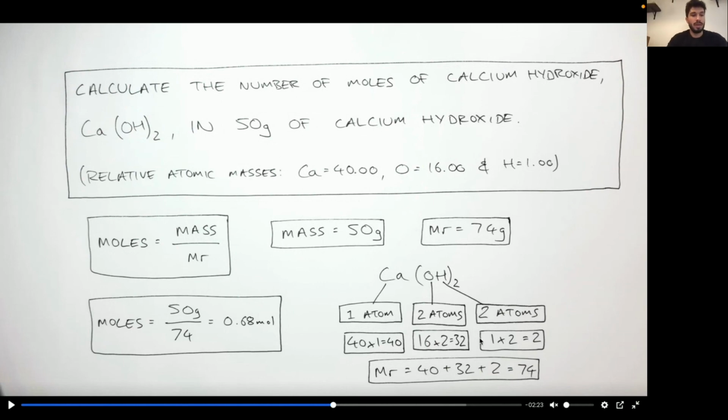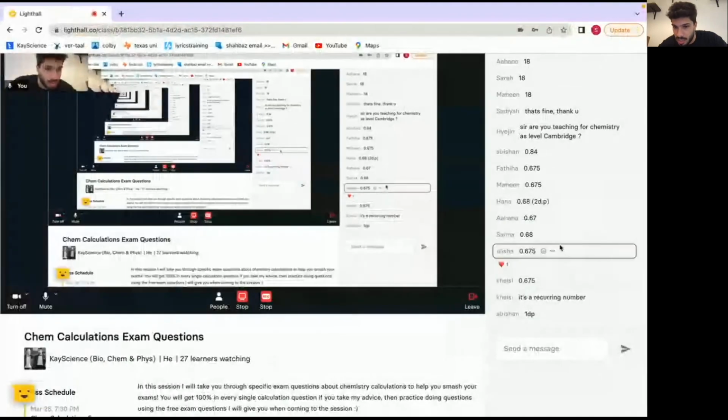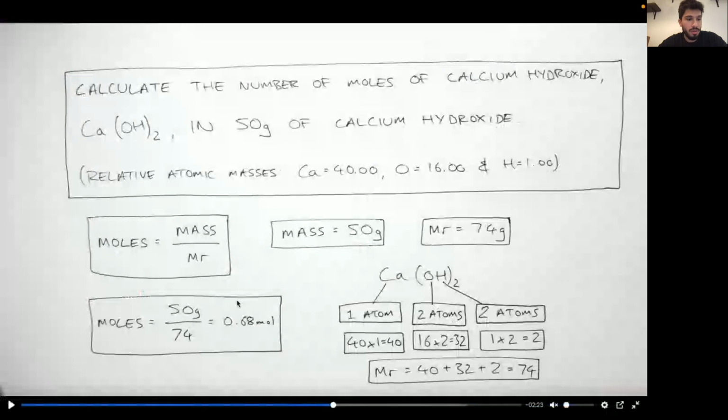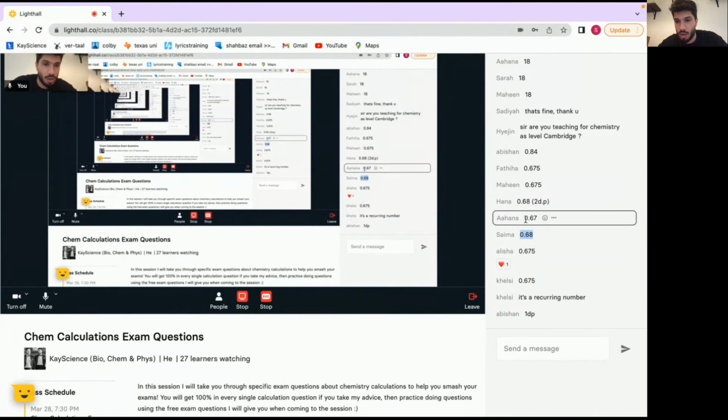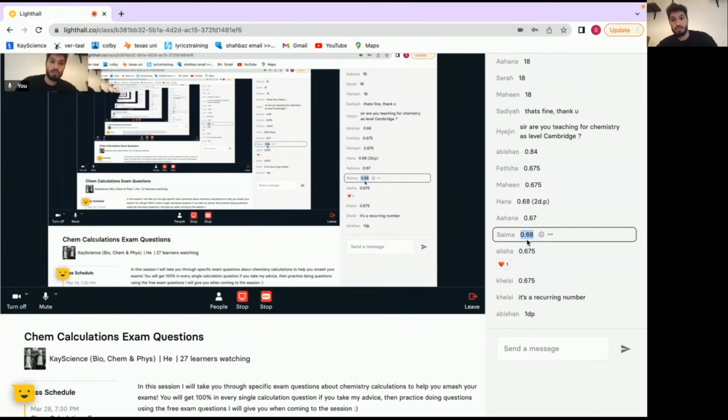Now, when I put this into my calculator, let me just double check. Let me just make sure that's 100% right. 50 divided by 74, 0.675. Okay. So if you're doing 3 significant figures, you need to be writing 0.675. Well done. That is correct. However, if you're doing 2 significant figures, or in this case, 2 decimal places, your answer is 0.68 moles, because 0.675 gets rounded up to 0.68. So make sure we round up properly, okay?